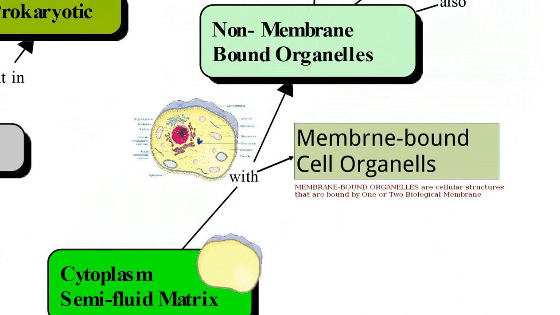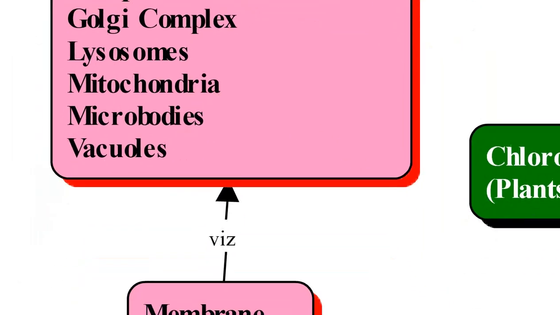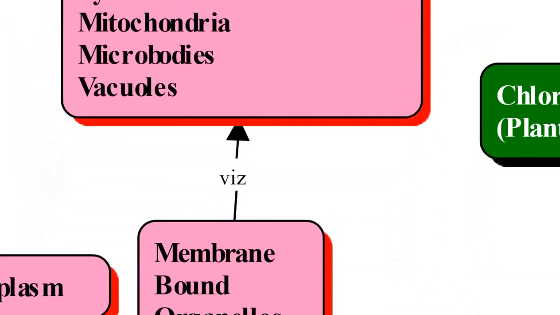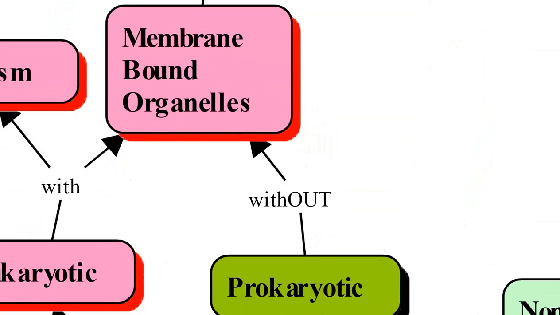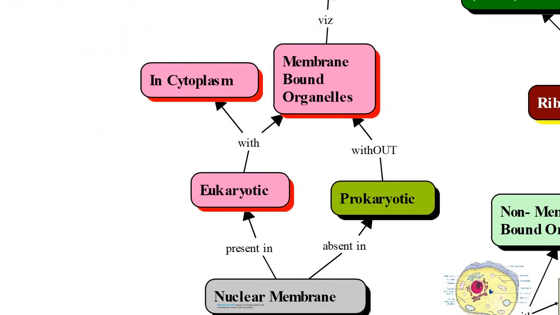Membrane bound organelles are like endoplasmic reticulum, Golgi complex, lysosomes, mitochondria, microbodies and vacuoles. These are the membrane bound organelles. These membrane bound organelles are usually absent in the case of prokaryotes, and usually these membrane bound organelles are present in the case of eukaryotic organisms.